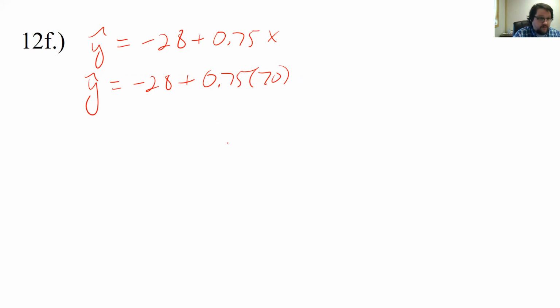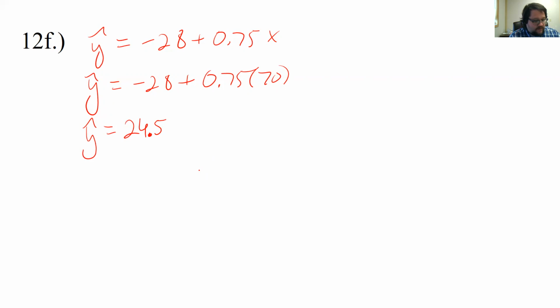Oops. That doesn't seem right. Oh, I put my decimal in the wrong place. Let's try that again. 0.75 times 70. Okay, so it looks like for 70-year-olds, the percent of fatal car accidents that could be explained by failing to yield the right of way would be 24.5%.